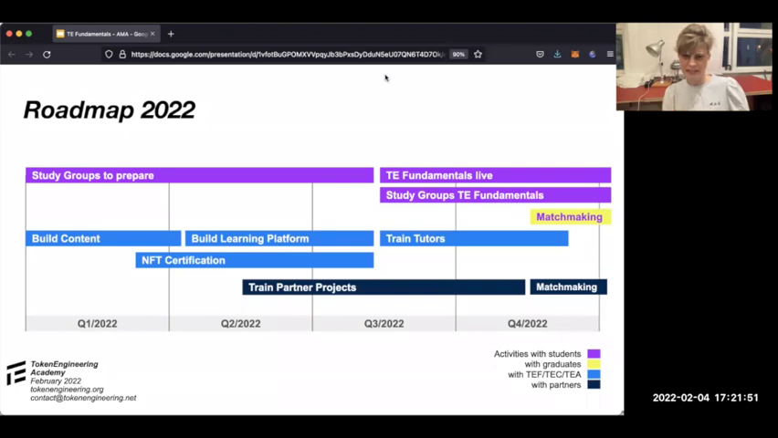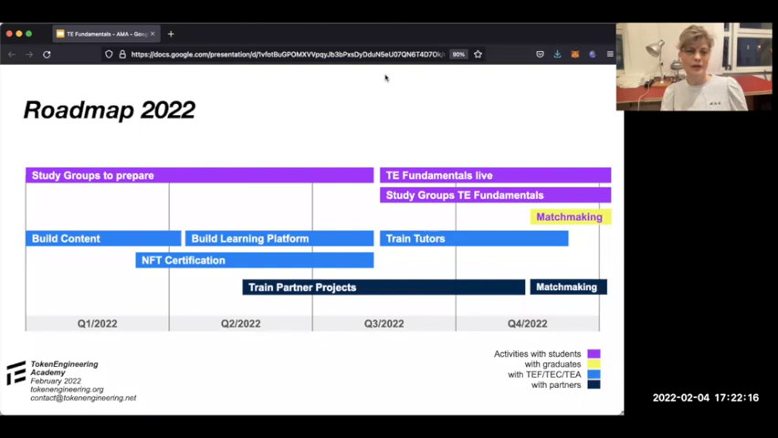We'll have complementary study groups on TE Fundamentals where we go step by step through the online course in parallel in online sessions, but live. So like this session, we come together and learn together. And then the yellow piece, matchmaking, is when we expect the first graduates and start the matchmaking program.